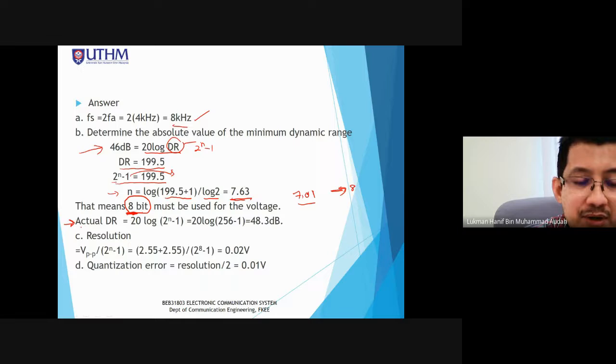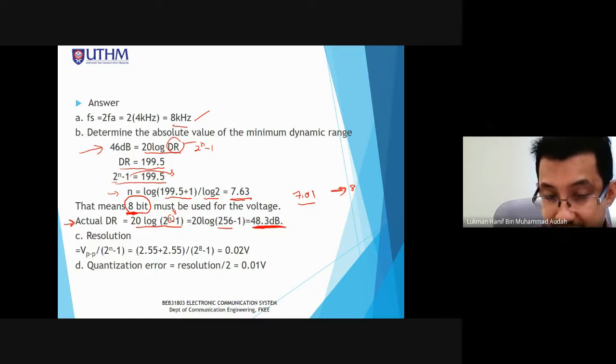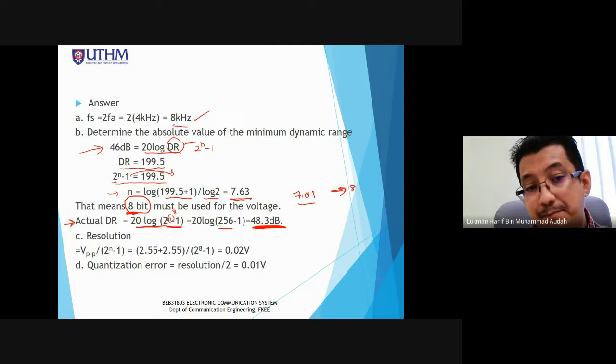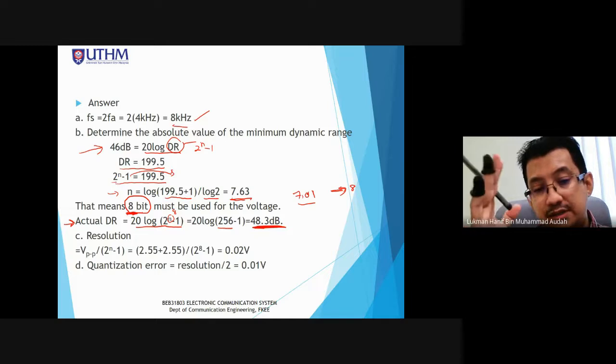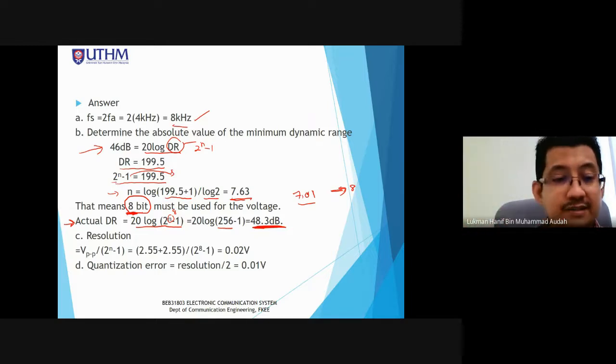Okay. So dia tambah actual DR is equal to 20 log 2 power of n minus 1. N yang dikatakan di sini adalah 8. Okay. So 2 kuasa 8 sama dengan 256. Minus 1, so 20 log 255, so you get 48.3 dB. So this is the actual minimum dynamic range. Sebab kita perlu gunakan 8 bit. So maknanya dynamic range itu daripada antara 46 sehingga 48.3.